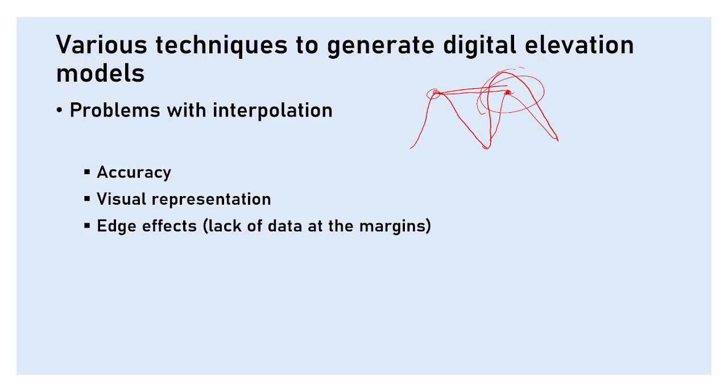Visual representation or visual checking is also possible, and at times the edge effect can also be a problem. At times you may not have the exact data along the margins, so they might just make a random interpolation which may not be true. So such problems are there, but if your requirement is not so specific, and you just need an overview, then doing the interpolation is more than enough.